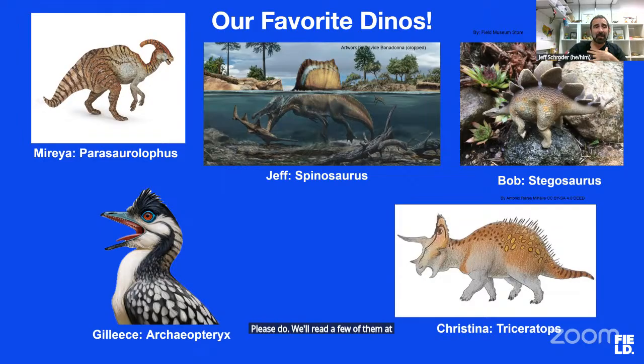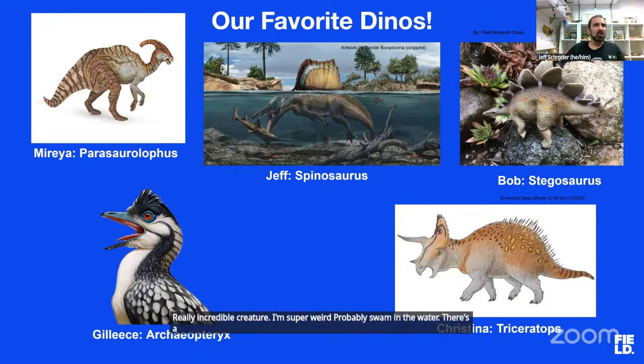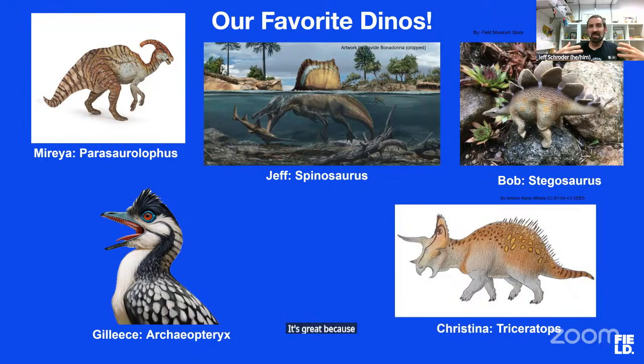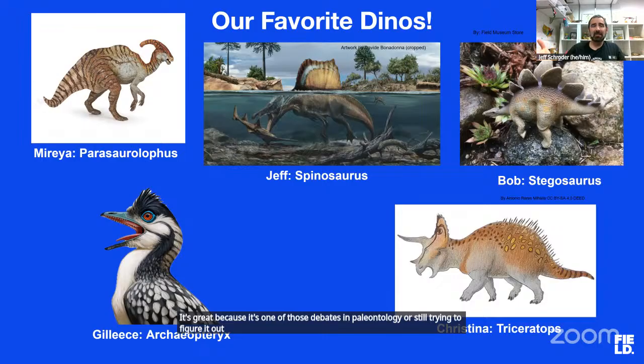So my favorite is Spinosaurus. Really incredible creature. Super weird. Probably swam in the water. There's a big debate over whether it dove underwater or not. It's great because it's one of those debates in paleontology where we're still trying to figure it out. But it definitely had a huge sail on the back, was longer than a T-Rex, and had crocodilian jaws. What a cool creature. So, Bob, what is your favorite dino?